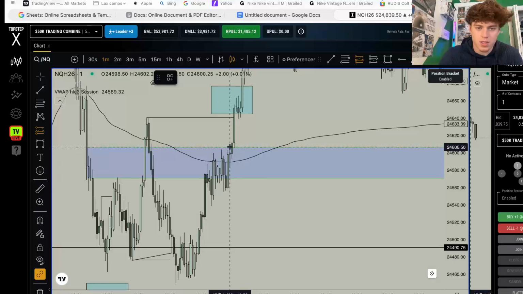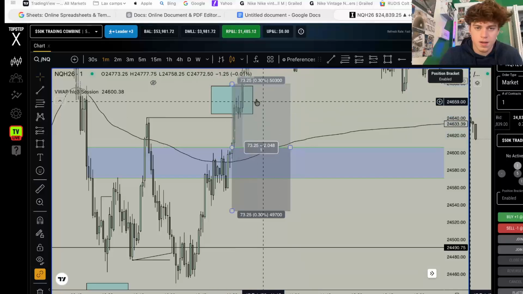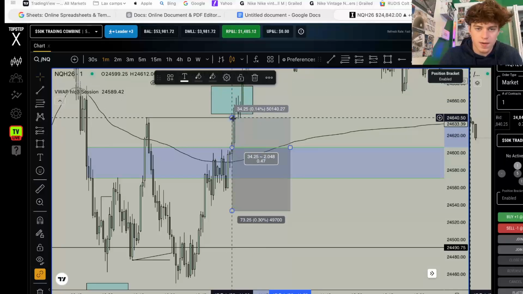So right here, we push above these highs, and right at 11 o'clock, we push above them. You'd enter right there, and you're just expecting.